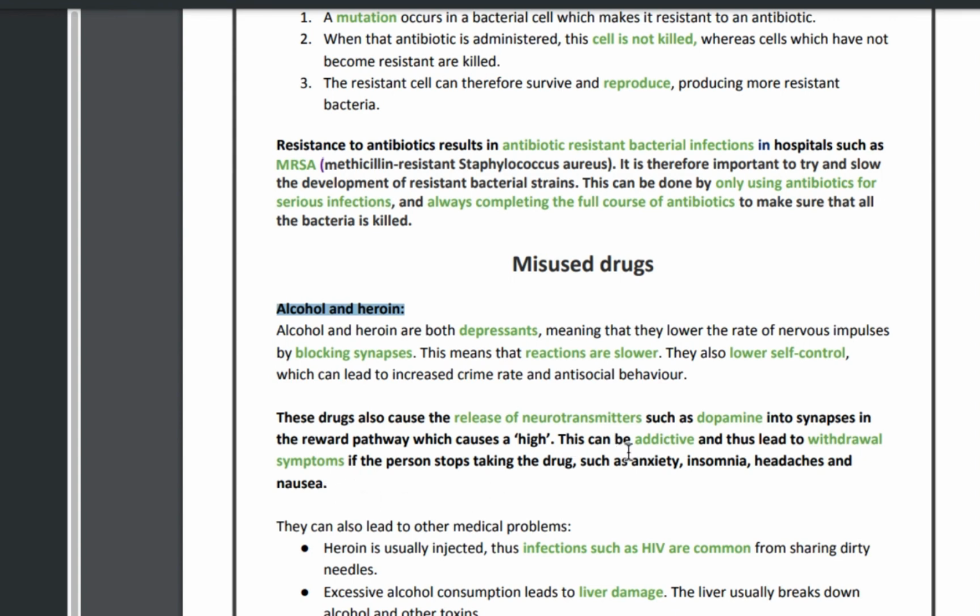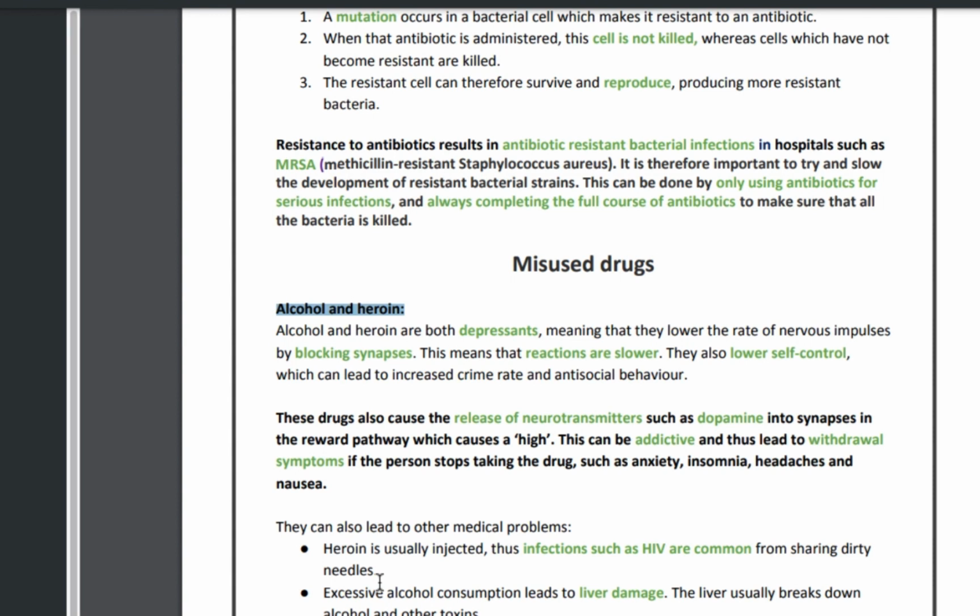Now, they can also lead to other medical problems. Now, let's see specific medical problems. Heroin is usually injected. When people take heroin, they inject it into their system. Thus, infections such as HIV are common from sharing dirty needles. These people are in a group, they're friends, and they share the same needles. So if any one of them has the HIV virus, then it can pass it to the others. This is one of the big dangers that result from this type of behavior.